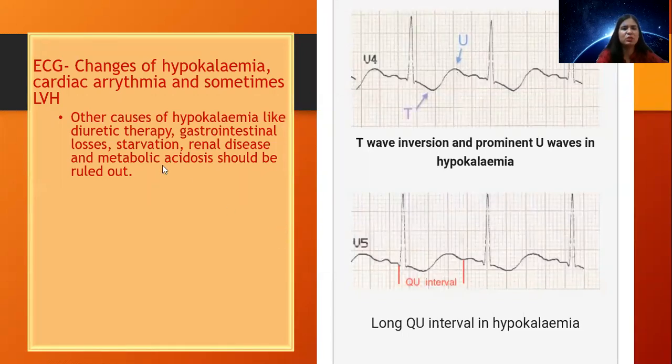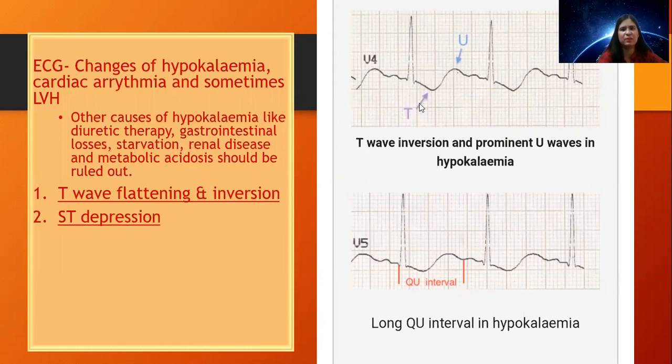So the hypokalemia will lead to changes in the ECG of cardiac arrhythmia and sometimes left ventricular hypertrophy. Right? So there are fibrillary waves that can be seen. Other causes of hypokalemia like diuretic therapy, gastrointestinal losses, starvation, renal disease and metabolic acidosis should be ruled out. There is T-wave flattening and inversion. The T-wave, which is usually up, becomes flattened and inverted.